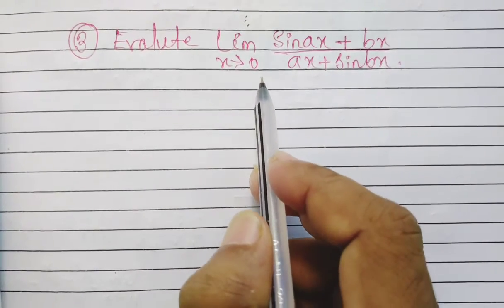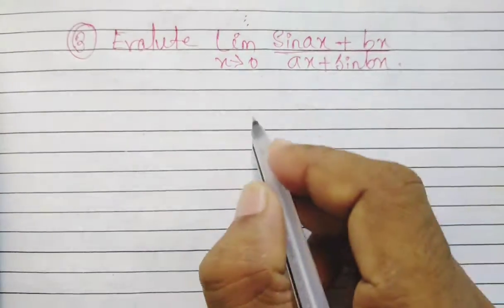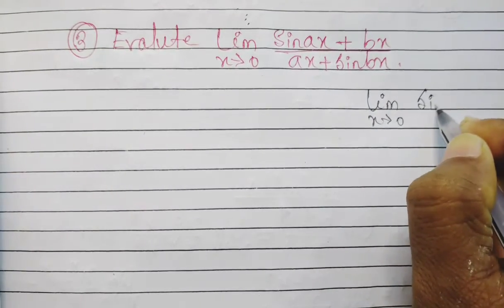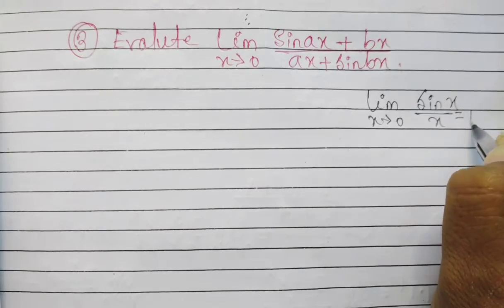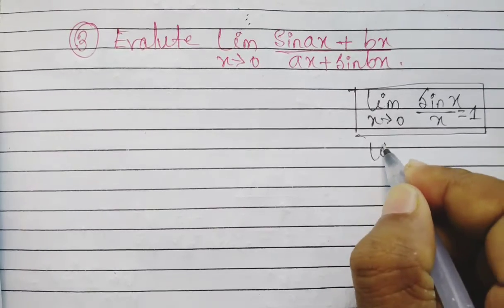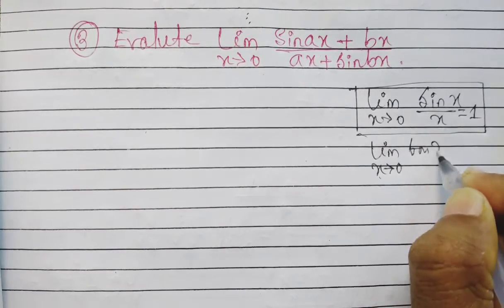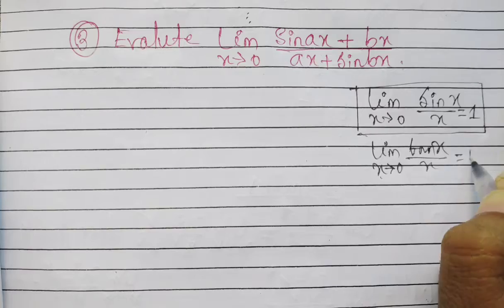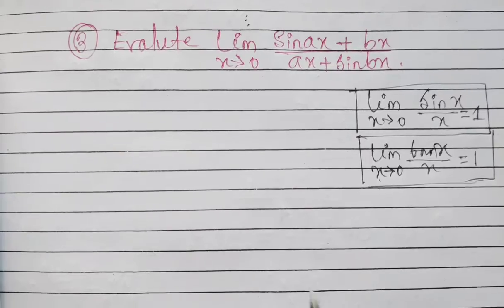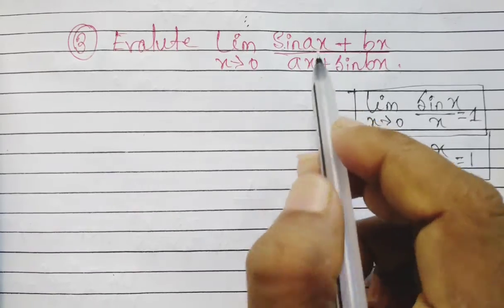Now try to solve question number 3. Evaluate limit of x tends to 0 of (sin ax plus bx) by (ax plus sin bx). For this case we have to use the formula: limit x tends to 0 sin x by x is 1. And another formula for trigonometric functions: limit x tends to 0 tan x by x is also 1. This is the most important formula for trigonometric functions.